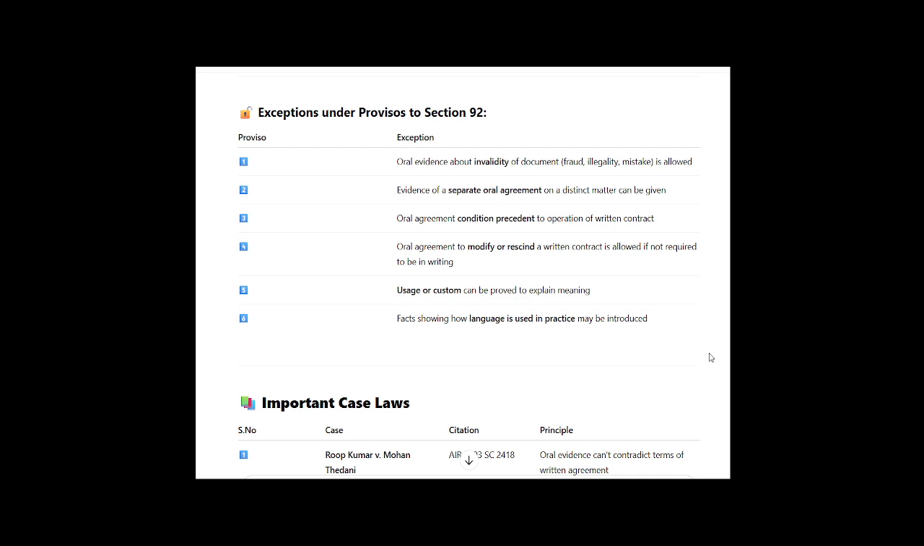3. Oral agreement as a condition precedent to the operation of the written contract. 4. Oral agreement to modify or rescind a written contract is allowed if not required to be in writing. 5. Usage or custom can be proved to explain meaning. 6. Facts showing how language is used in practice may be introduced.